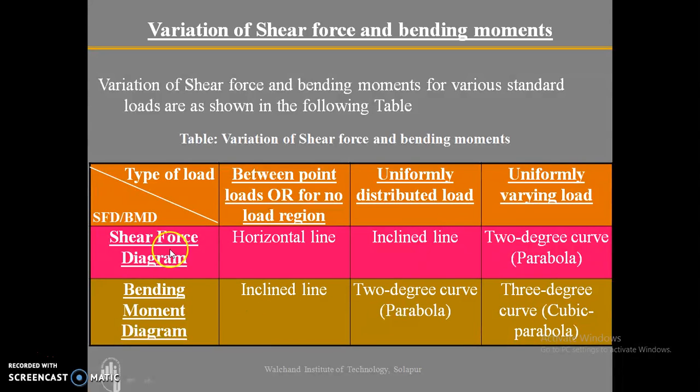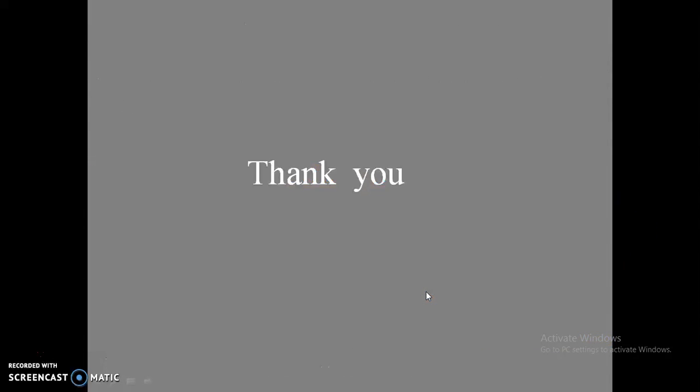If you look at the shear force diagram and bending moment diagram, it is observed that the bending moment diagram is 1 degree ahead of the shear force diagram. So if you have a horizontal shear force diagram, the bending moment diagram is inclined. If the shear force diagram is an inclined line, then the bending moment diagram is a parabola of 2 degree. And if the shear force diagram is a 2-degree curve, then the bending moment diagram is 1 degree ahead, that is a 3-degree cubic curve. In this way, we can use these relationships to draw the diagrams quickly.